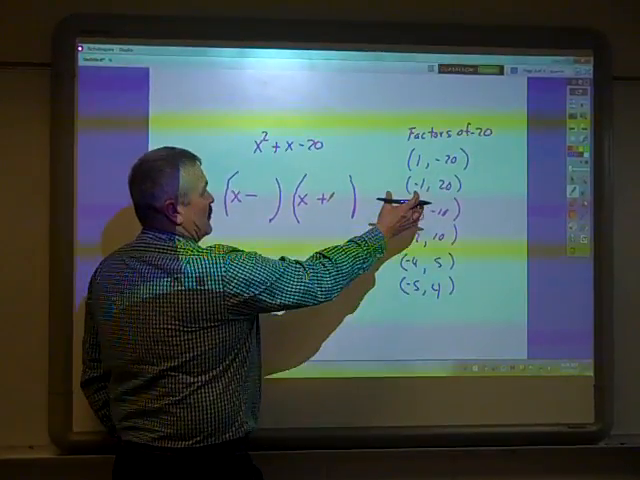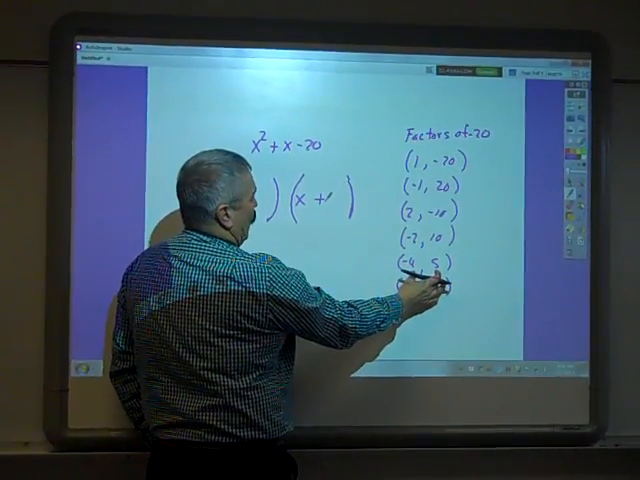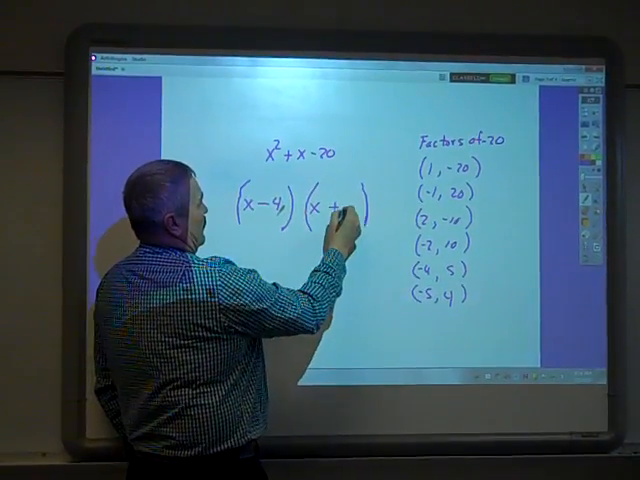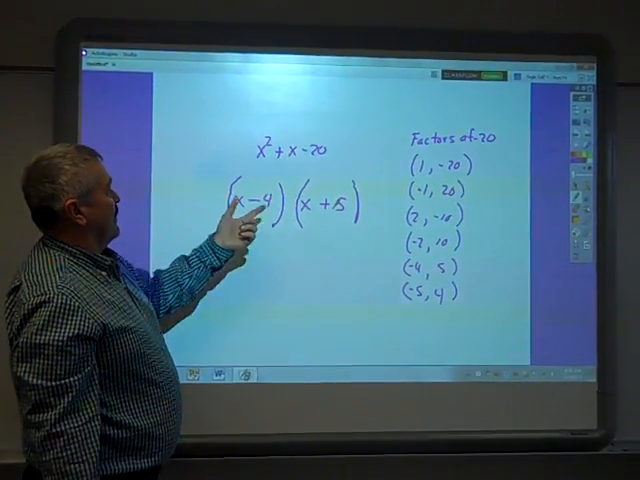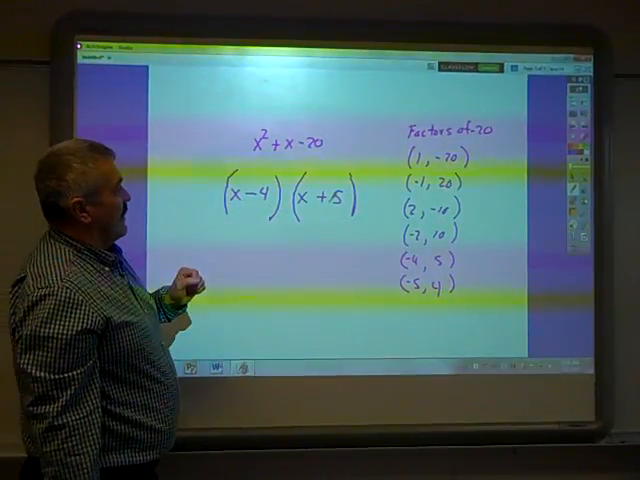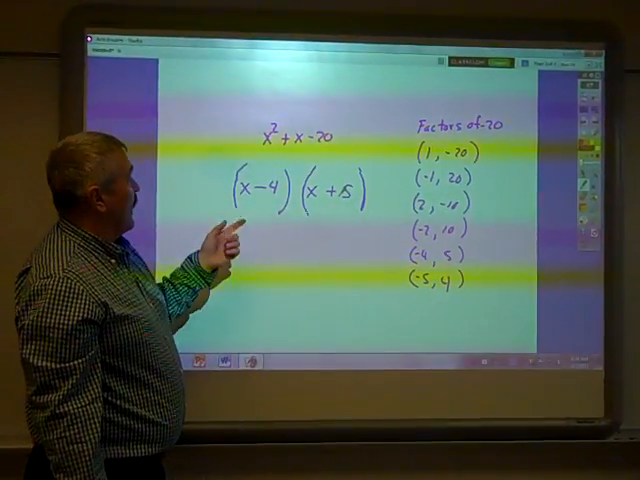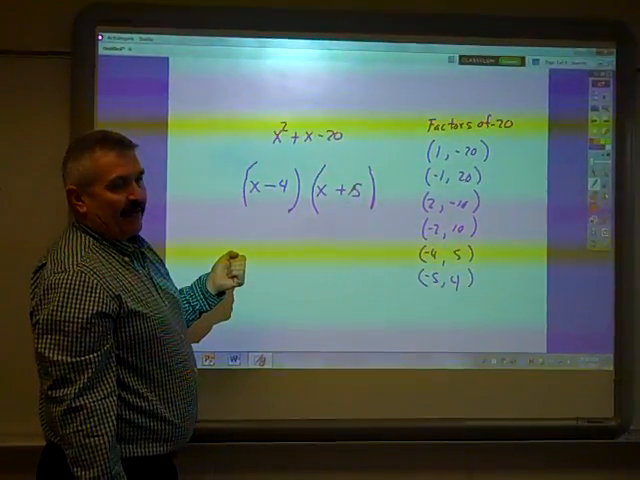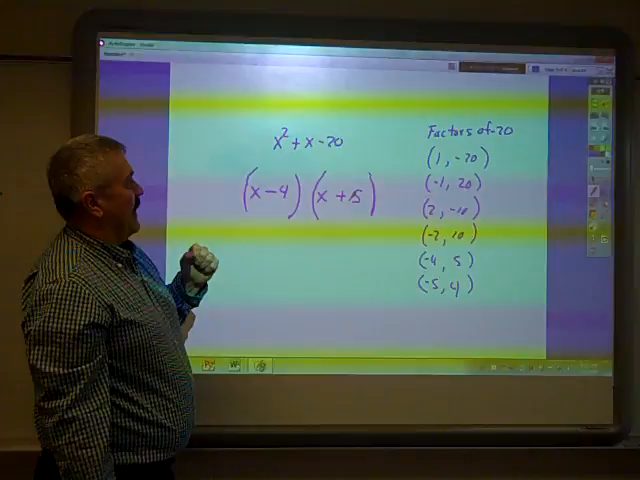Then I look through my terms. The only one that's going to work is negative 4 and positive 5. So when I multiply those out, we get x times x is x squared, x times 5 is 5x, negative 4 times x is negative 4x, and negative 4 times 5 is negative 20. Negative 4x plus 5x equals positive x, and I get my answer.